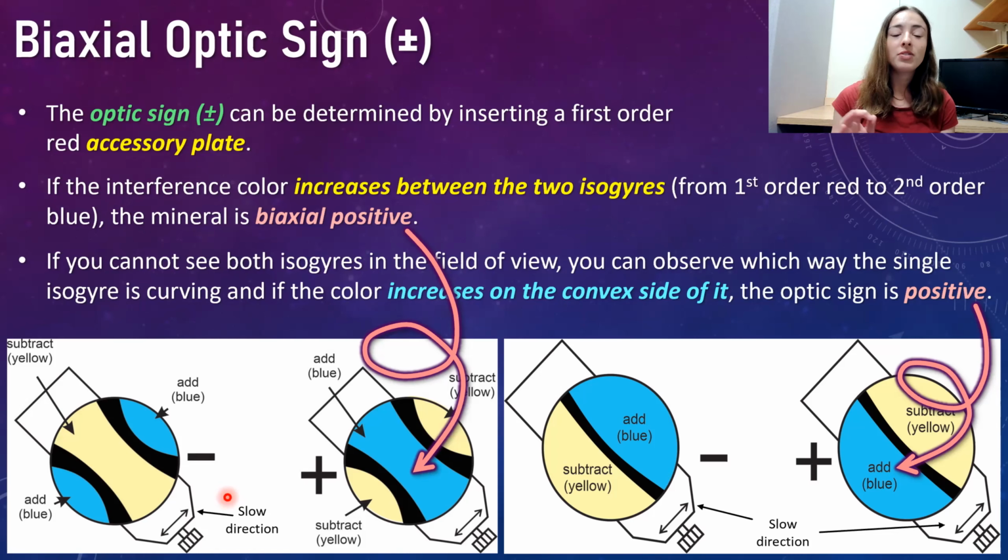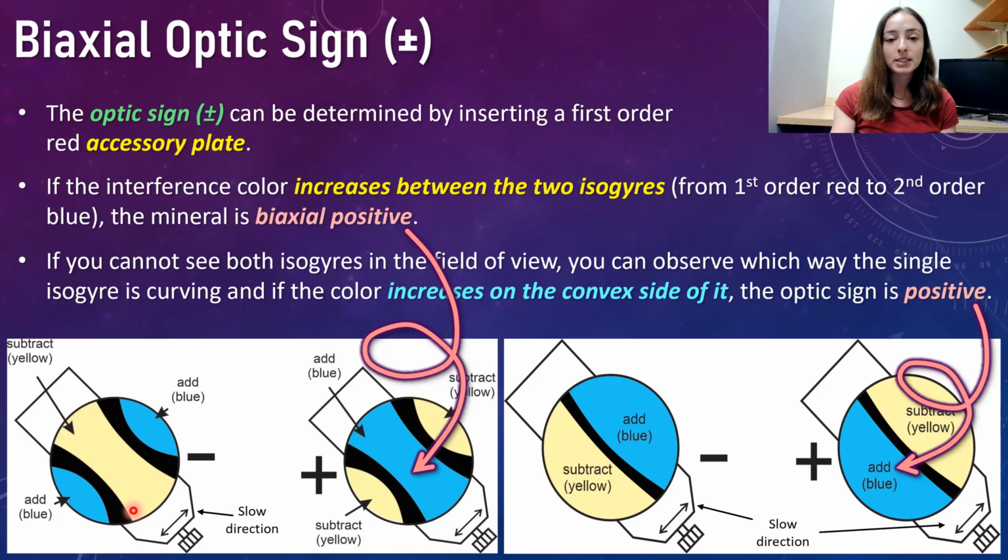So remember that if that were the opposite case, which there are accessory plates with the fast direction perpendicular and the slow direction parallel, then the color increase and decrease would be opposite than what we've talked about. Therefore, if that was the case, the first order yellow decrease in between your two isogyres would actually indicate a biaxial positive mineral rather than the opposite, which is what we talked about here. So remember, the definition of your slow and fast directions on your accessory plate matter greatly for using this technique for determining optic sign.